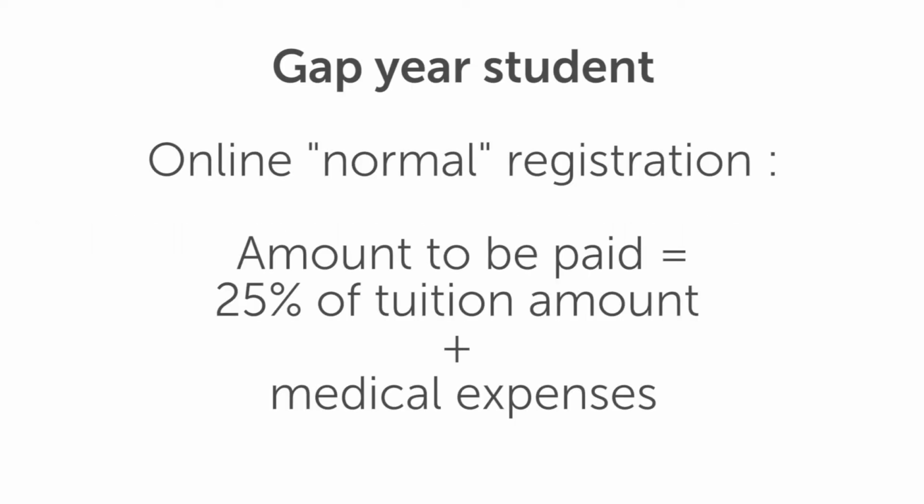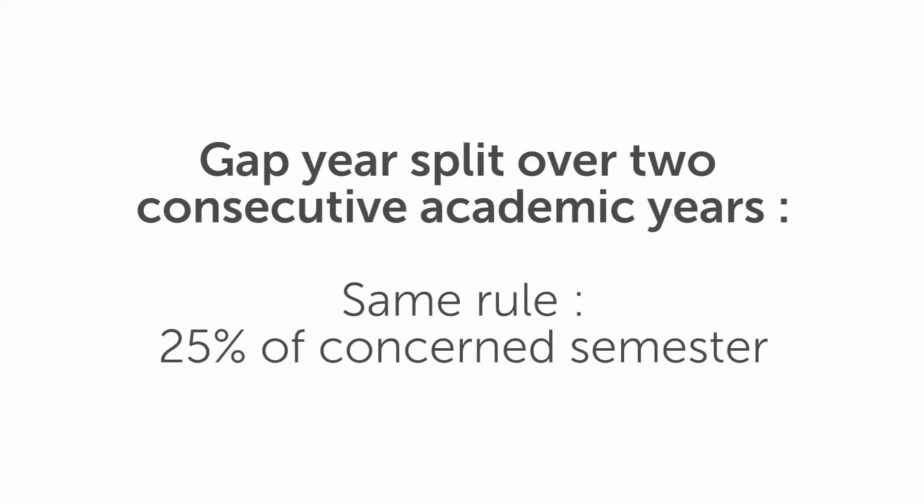If you are a gap year student, you must register in the normal way and choose the payment method. Once your registration is complete, divide the tuition amount by 4 and add the additional medical expenses to have the amount to be paid. If your gap year is split over 2 consecutive academic years, you must apply the same rule, but only to the semester concerned by the gap year.